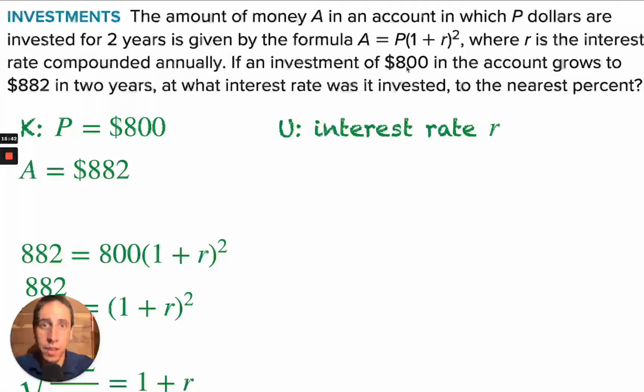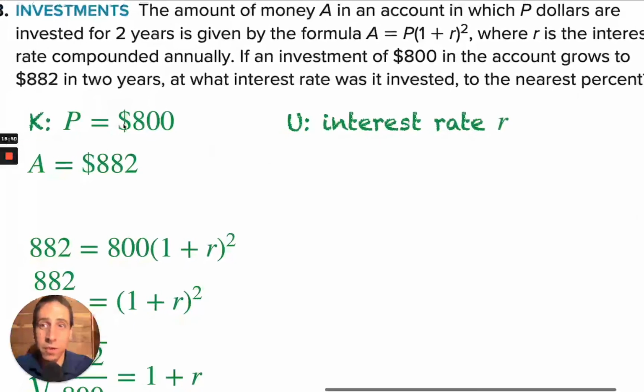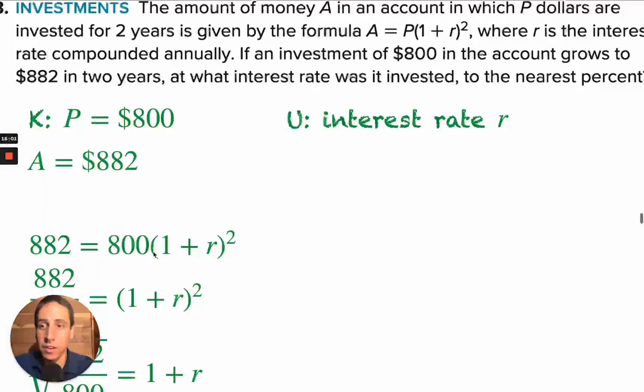If you start out with $800 in the account and it grows to $882 in 2 years, what was the interest rate to the nearest percent? So we know we start with a principal amount of 800, and then the final amount is 882. Plug them both in right here. You get 882 is 800 times (1 plus r) squared.